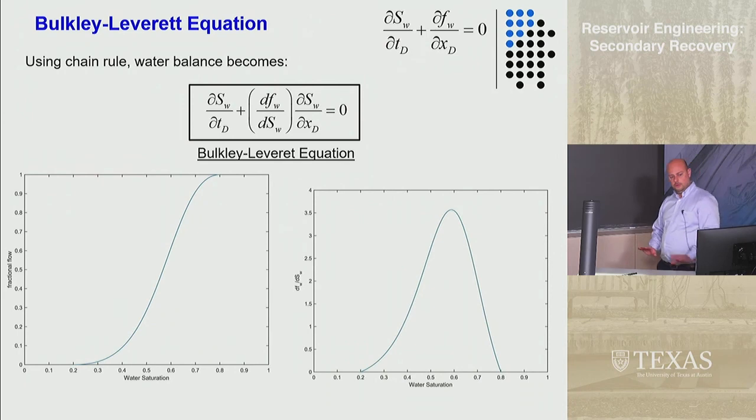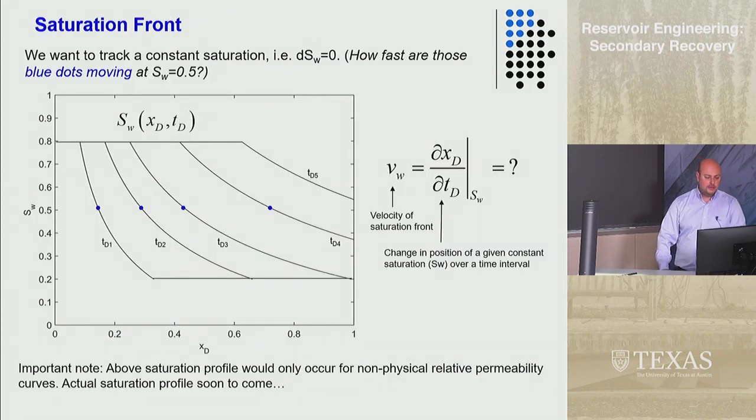Okay, so it still doesn't tell me a lot about how I want to solve this problem. How do I want to solve for SW as a function of TD and XD? This is a partial differential equation. You all took ordinary differential equations, or differential equations, as a course. You learned different techniques. You probably didn't solve this partial differential equation. Maybe you did something like it, but probably not. Or if you did, maybe you forgot how to do it. But before we solve that, we need to discuss one other thing which will help us to solve it, and that's to talk about the saturation front, or the velocities.